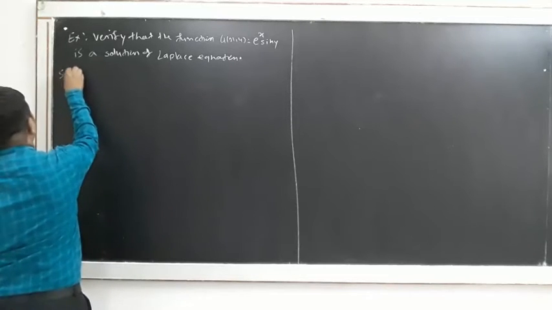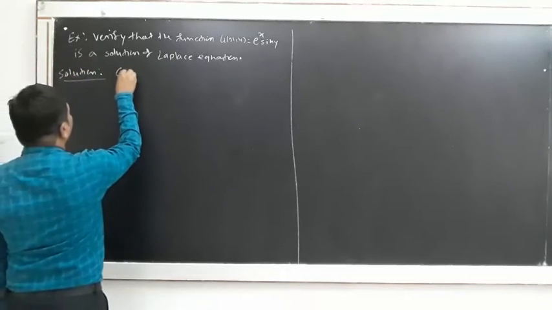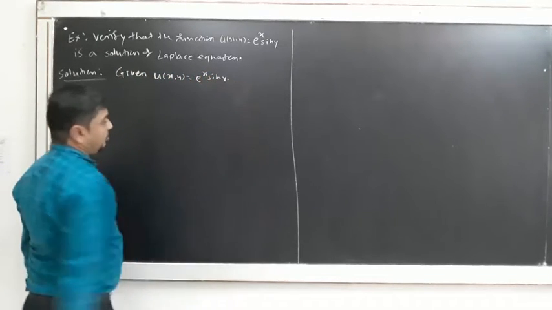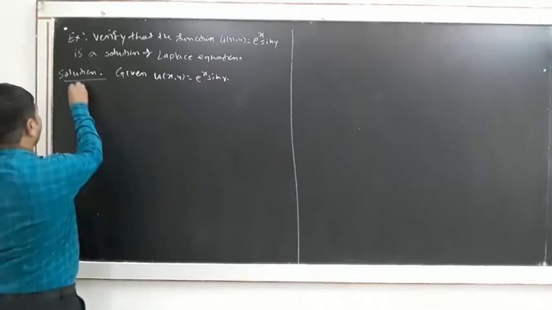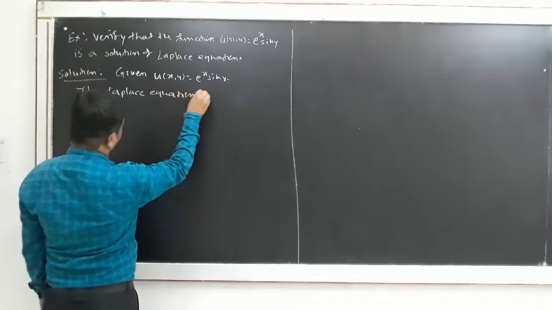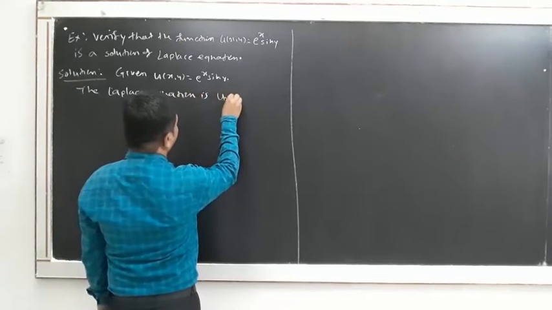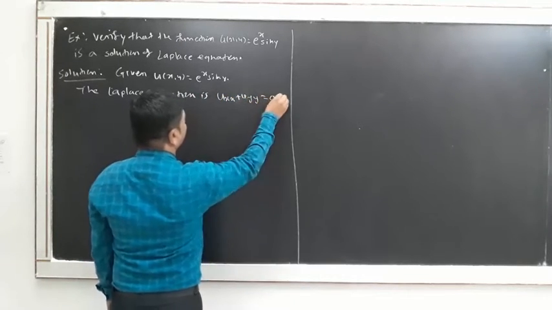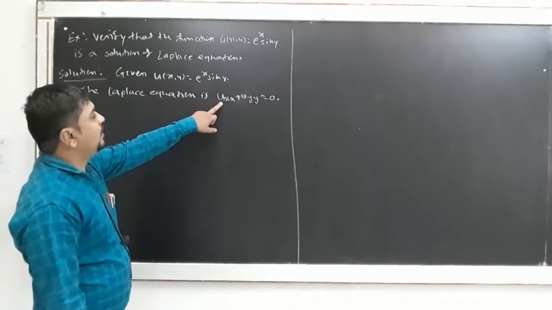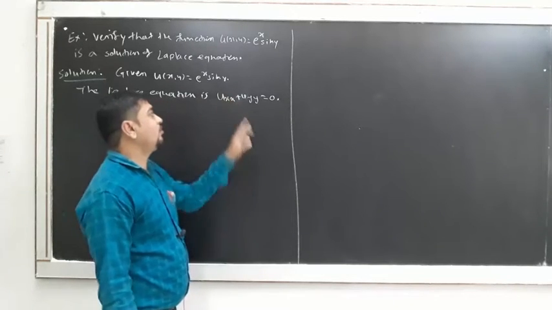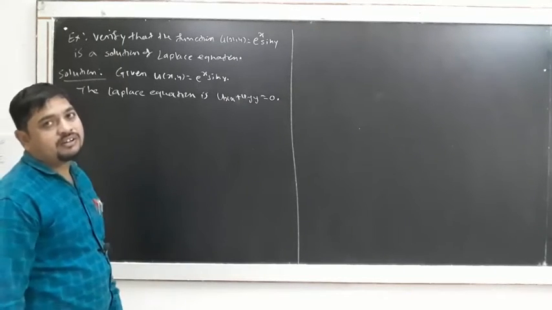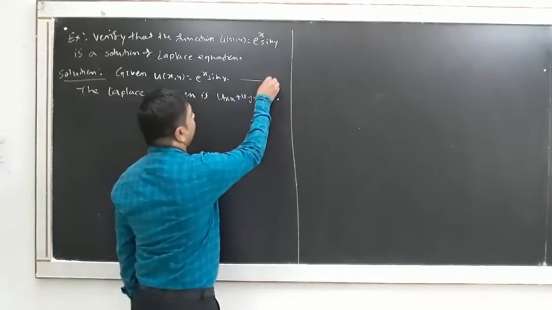Solution. What we have given is u of xy is equal to e raised to x sine y. So what is our Laplace equation? uxx plus uyy is equal to 0. We have been given u, so we have to find uxx and uyy. For this, we first find the first order partial derivatives ux and uy. Say this is equation number 1.